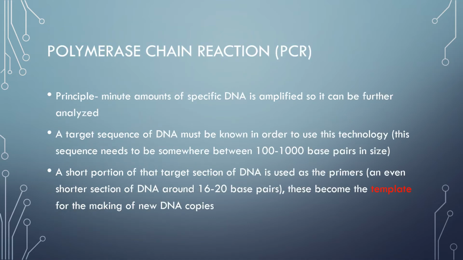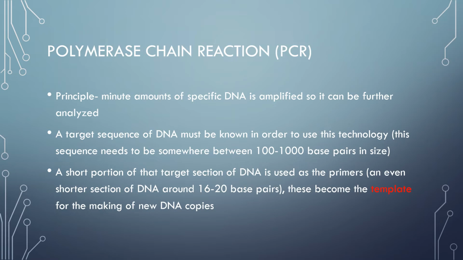One of the greatest advances ever in medicine is PCR, or polymerase chain reaction. It can amplify a single copy of DNA into billions of like copies in 25 to 40 cycles. The principle here is that we have minute amounts of specific DNA which is amplified so it can be further analyzed. A target sequence of DNA must be known in order to use this technology. This sequence needs to be somewhere between 100 and 1,000 base pairs in size.